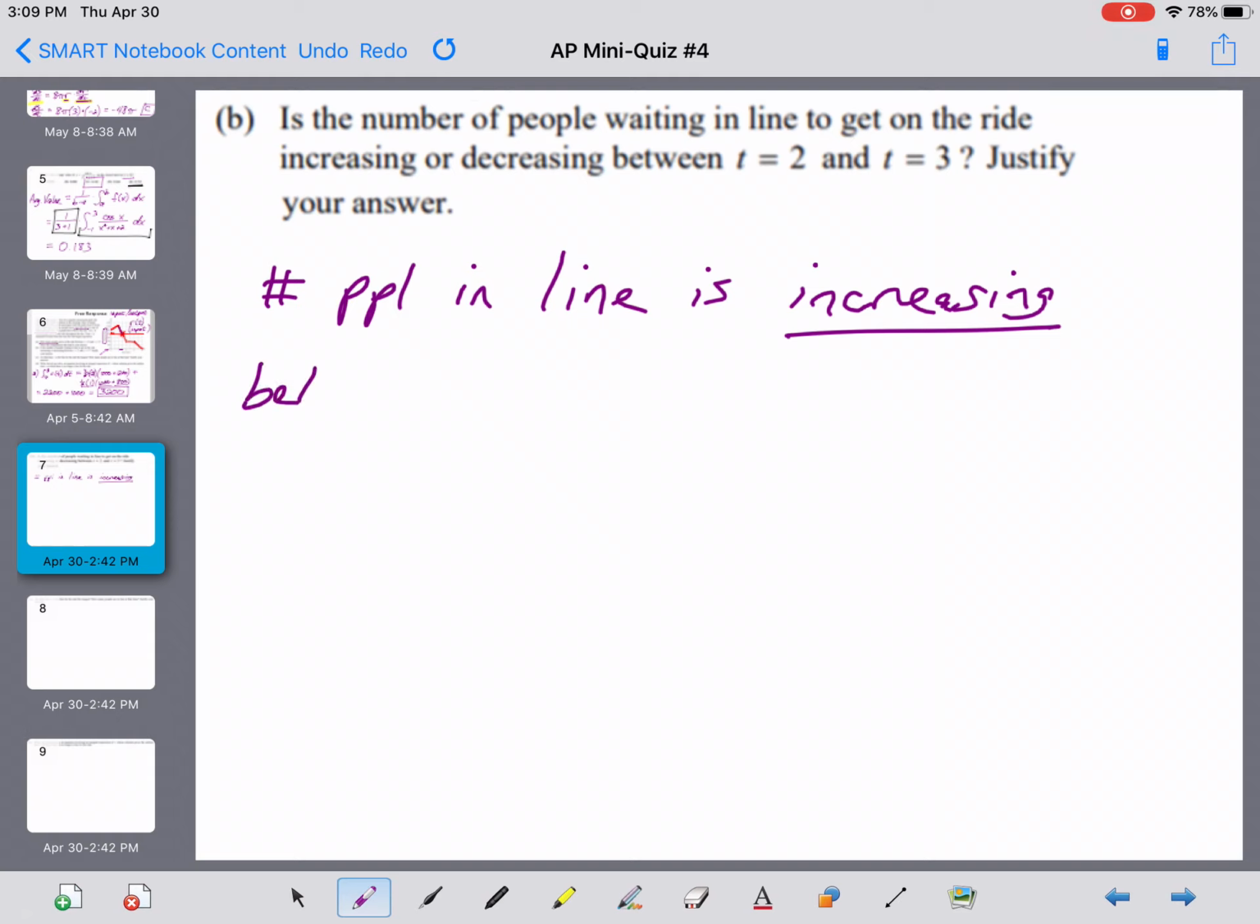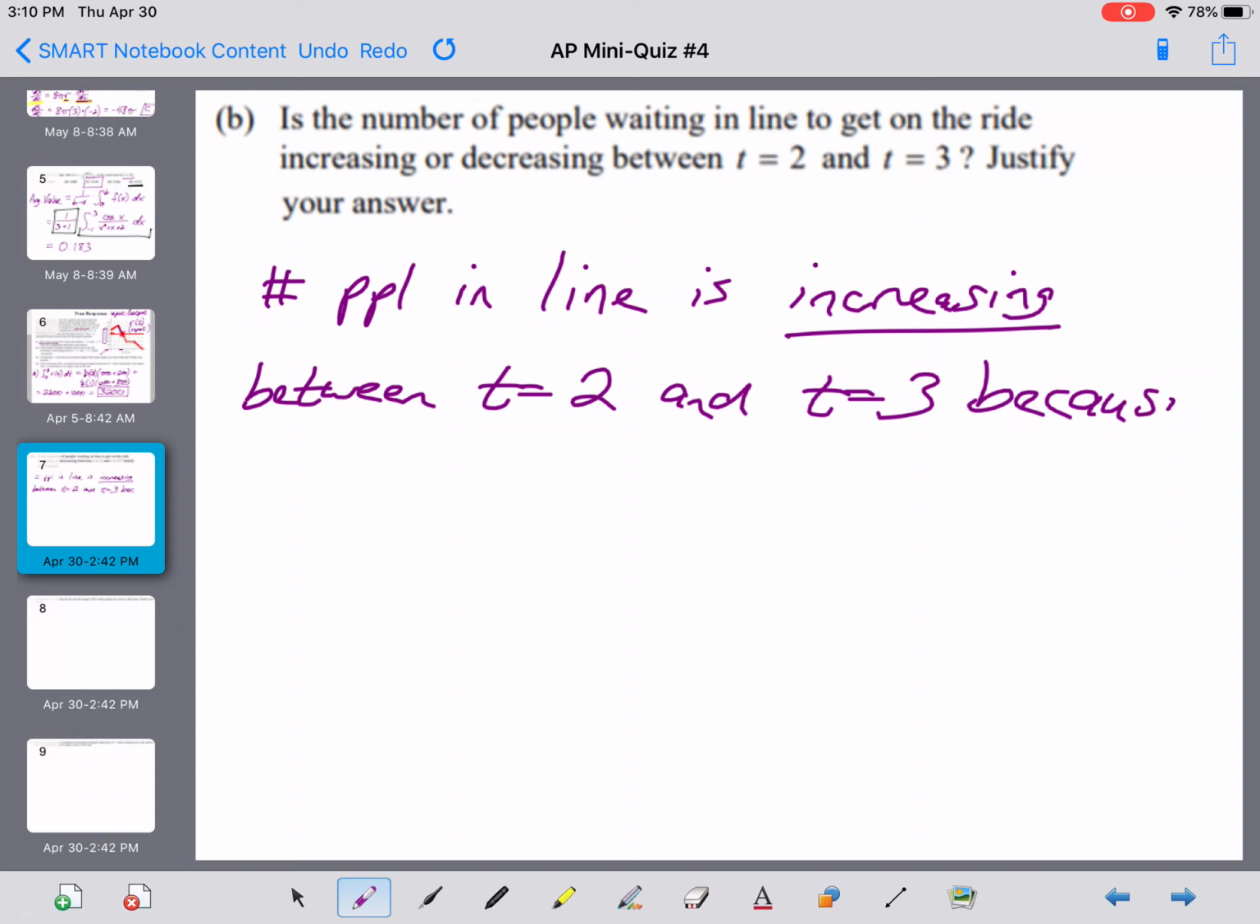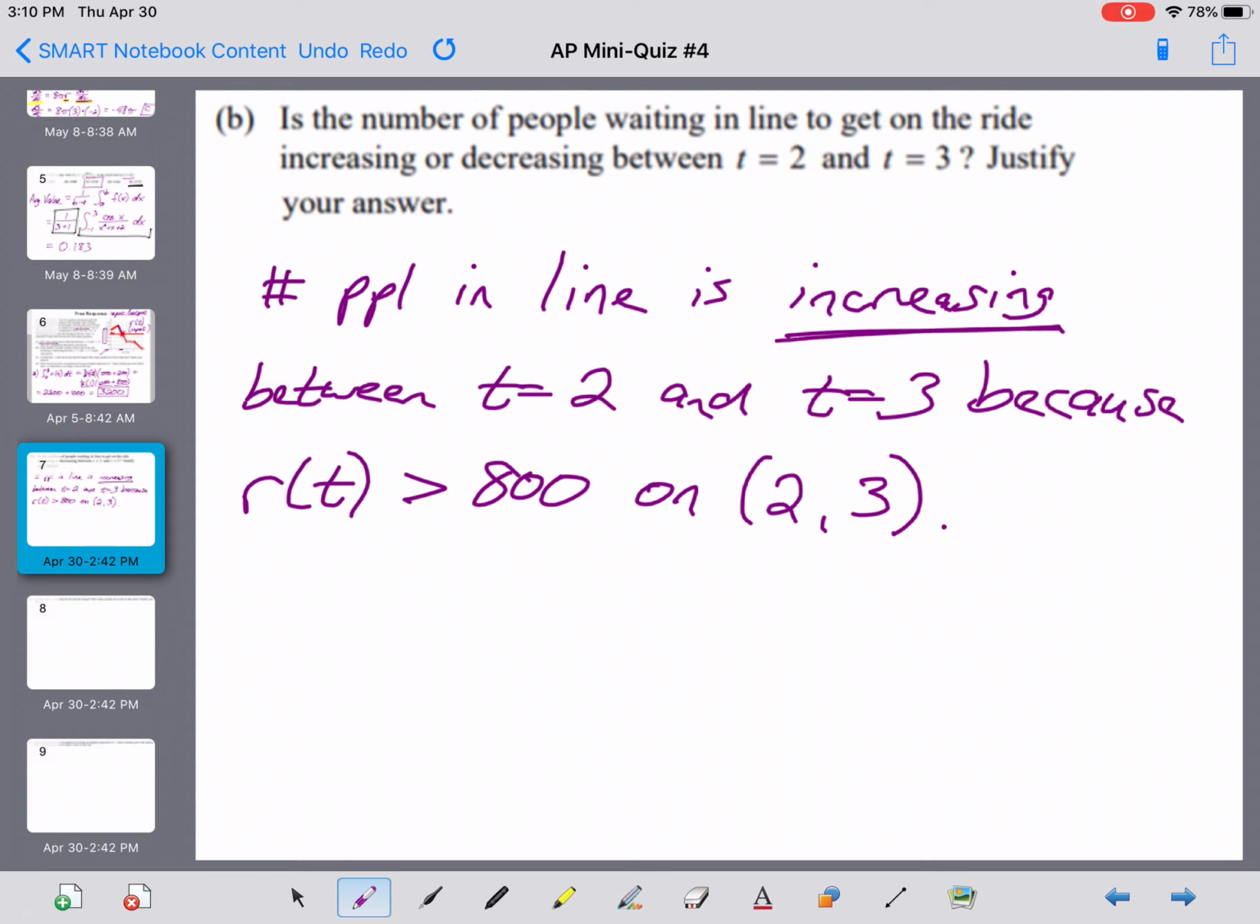Okay, between t equals 2 and t equals 3. And our justification here would be because r of t is greater than 800 people per hour on, I wanted to write on this interval. It sounds a little silly to write it again, but it's actually more efficient to be specific and just use mathematical notation and say on that interval from 2 to 3. So we clearly answered the question, increasing, and we gave the reason here because r of t is greater than 800.